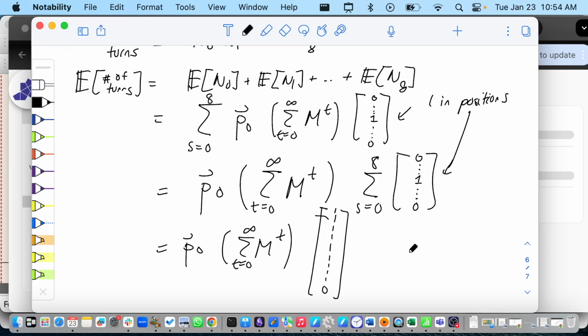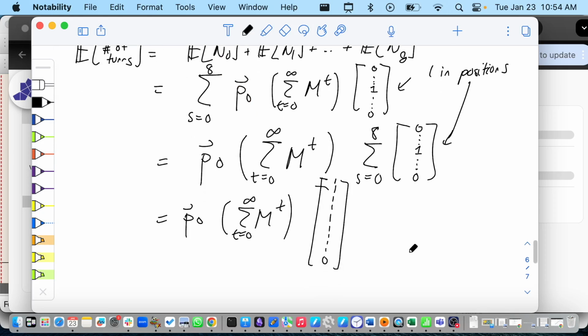The states are 0 to 8. All get a 1, and the last state gets a 0. That's the terminal state. We don't count that state. There you go. We have the answer. Very nice. Okay, questions or comments about this thing?